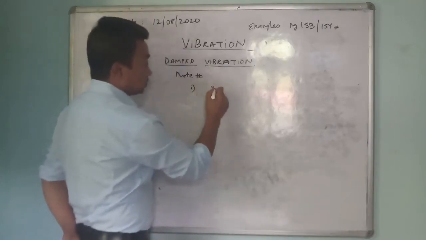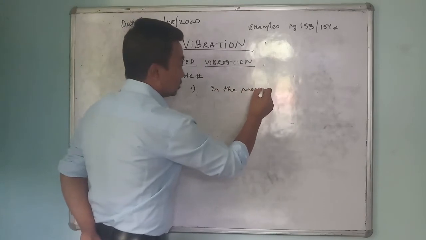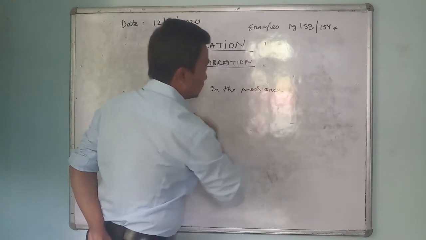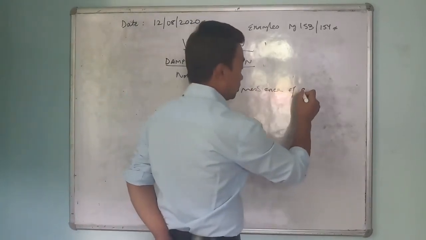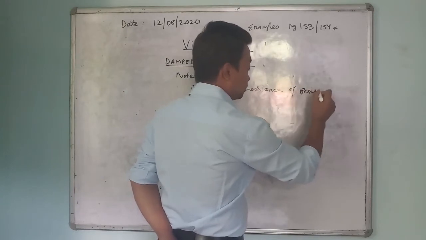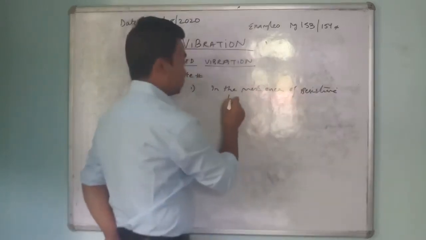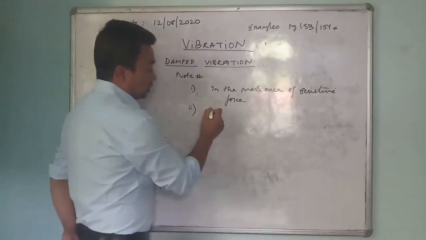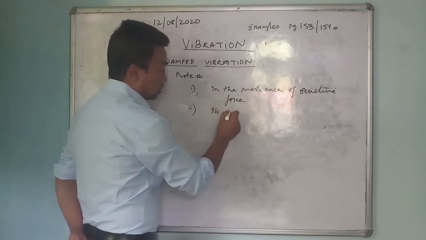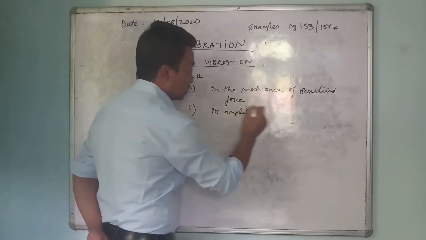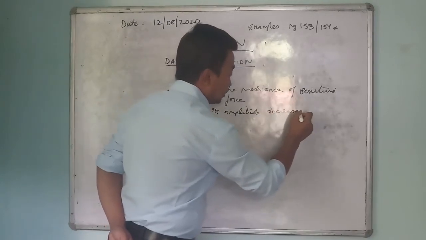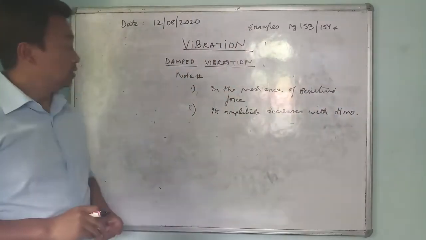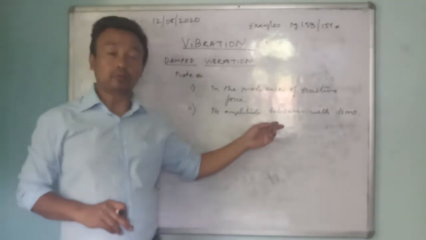The vibration of a body in the presence, P-R-E-S-E-N-C-E, in the presence of resistive force or external factor, then its amplitude decreases with time. These are the two key points that you have to keep in damped vibrations.